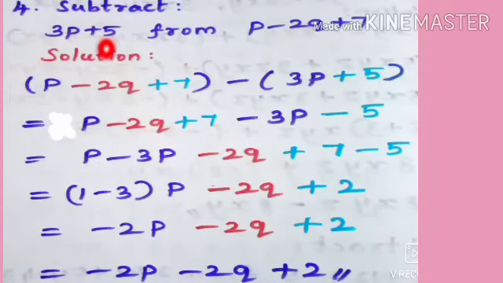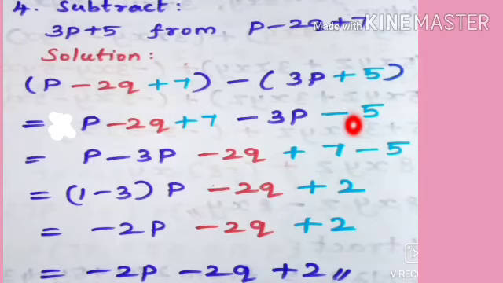Students, now subtract 3p plus 5 from p minus 2q plus 7. So here we have to subtract 3p plus 5 from this value. So from the value, from the expression should be first. And here subtracting, so put the minus sign. So which expression should be subtracted? So that expression will be in the next place. So here, that is p minus 2q plus 7 minus 3p plus 5.